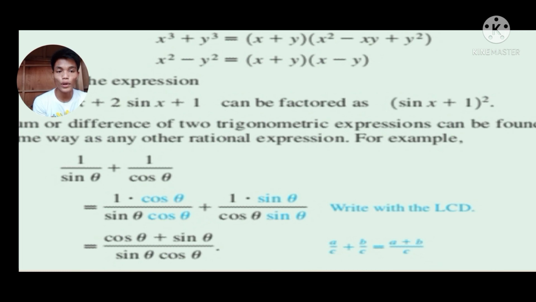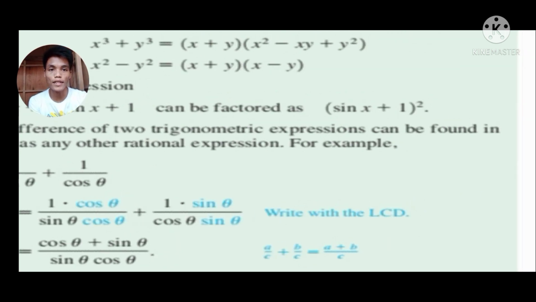So therefore, if we're going to relate a to the other side, or to the right side, a over c plus b over c is equal to a plus b over c. So that is the result. So that is for number 4.